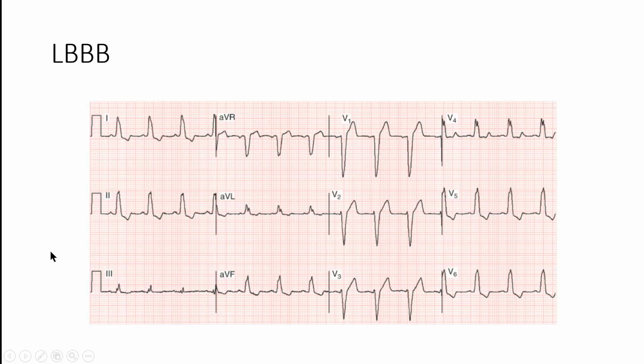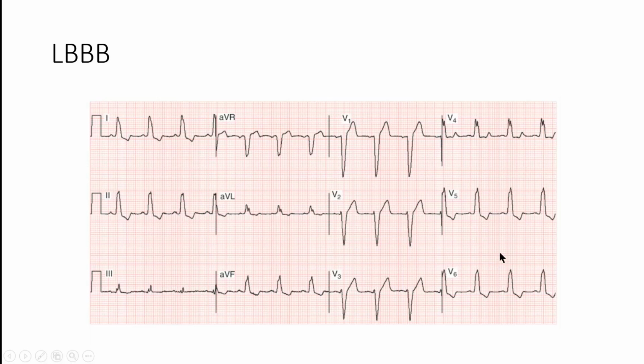Now we will move on to axis. Here I have lead 1 completely upward, lead AVF completely upward. I have a normal leftward axis. Now I'm moving on to intervals. I can see that the P wave, the QRS complex initiation, and PR segment are all found within one intermediate box. My PR interval is normal in that it is less than 0.20 seconds or 5 small boxes.